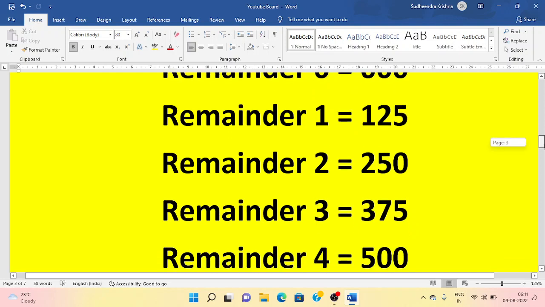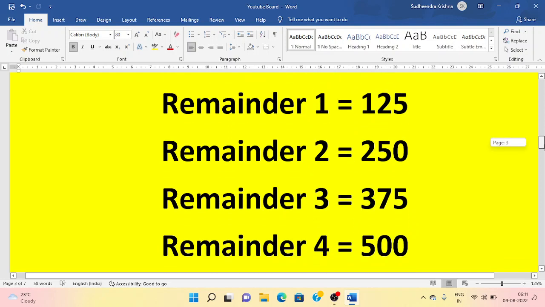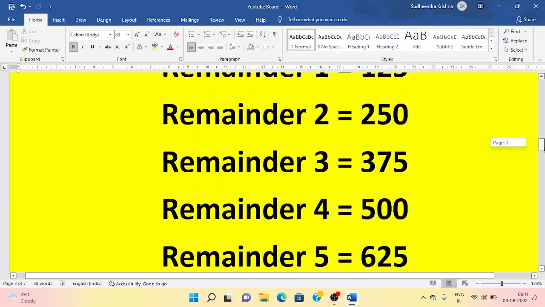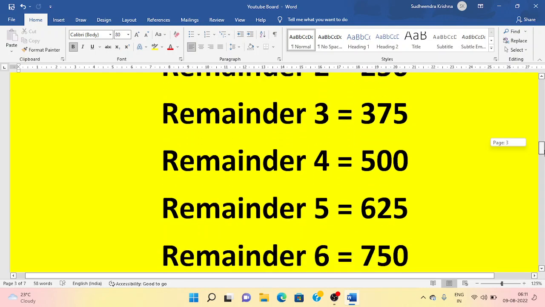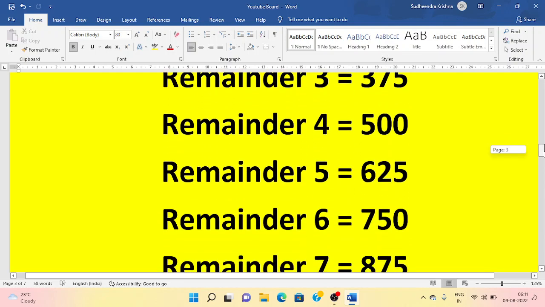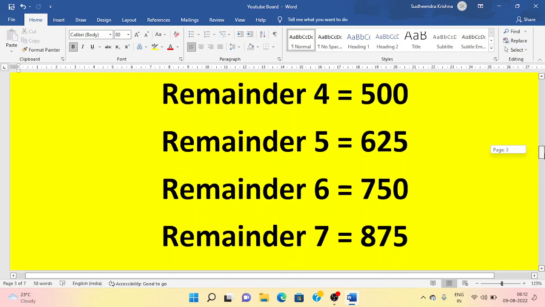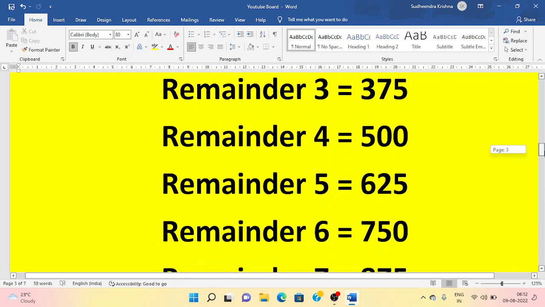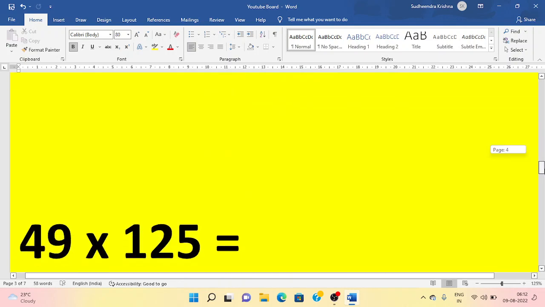If the remainder is 2, you have to put 250 on the right side. If the remainder is 3, 375. If the remainder is 4, 500. If the remainder is 5, you have to put 625. If the remainder is 6, 750. And if the remainder is 7, you have to put 875 on the right side of the answer. So this table you need to remember. It's very simple and easy.